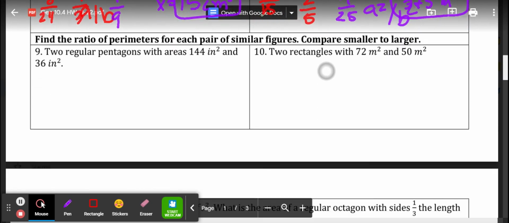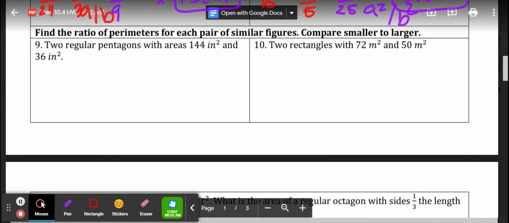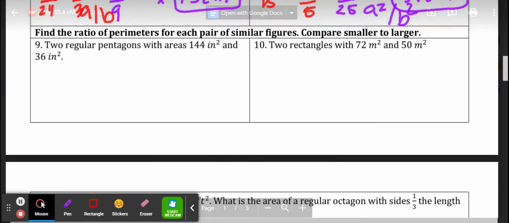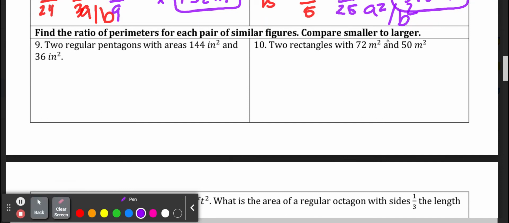Cool. All right, find the ratio of the perimeters for each pair of similar figures. So now we want the ratio of the perimeters. So this is pretty easy. Small to large, so we're going to do 36. So I'm going to start with purple because I'm already in what we call the a squared to b squared answer. So I want a to b.